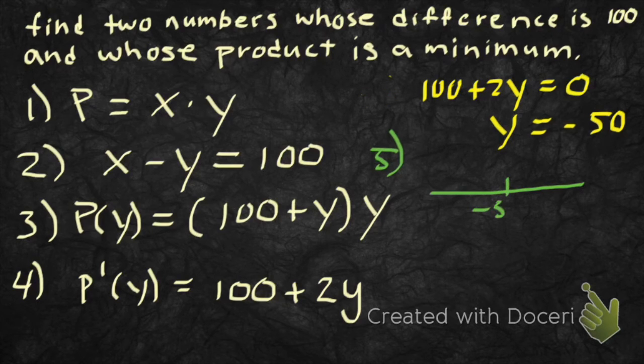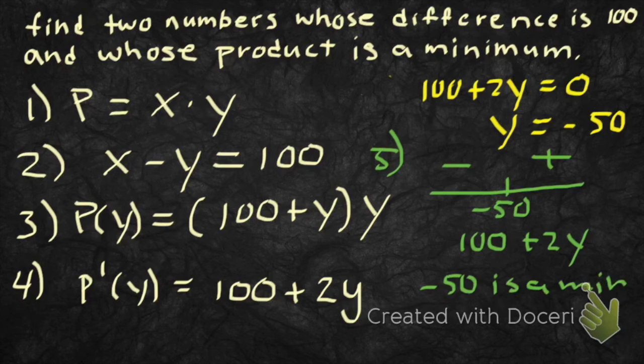Oh, this was step 5, testing the critical values. My bad. If I test a number to the left of minus 50, like minus a million, my derivative is negative. Then, if I test a number that's to the right of minus 50 like 0, then my derivative is positive. Now here we're going from a negative slope to a positive slope, which makes minus 50 a minimum.